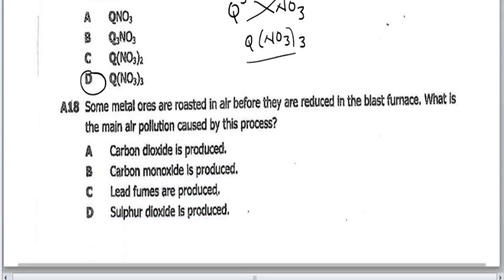Number 18, some metal ores are roasted in air before they are reduced in the blast furnace. What is the main air pollution caused by this process? So the main air pollution that is caused by the process of the blast furnace is the sulfur dioxide.